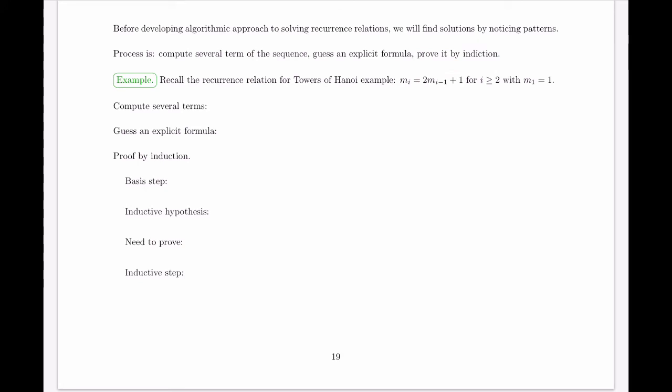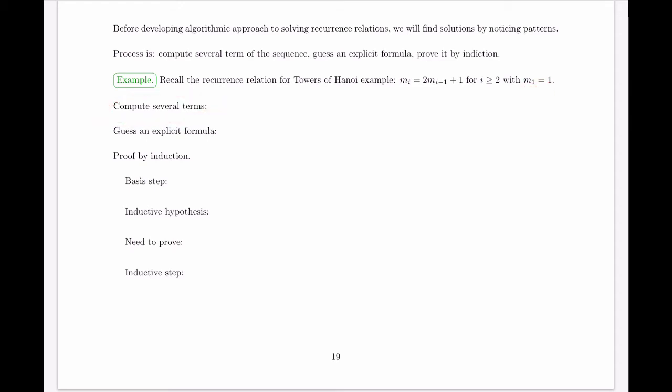Okay, let's see how we can crack the Towers of Hanoi example. So from last time, this is the recursion that we've set up. We had that m_i is equal to 2 times the previous value of m plus 1, where m_1 was equal to 1. So, as per the steps, we're going to compute the first few terms, guess an explicit formula, prove it by induction. Okay, let's compute the first few terms of the sequence.